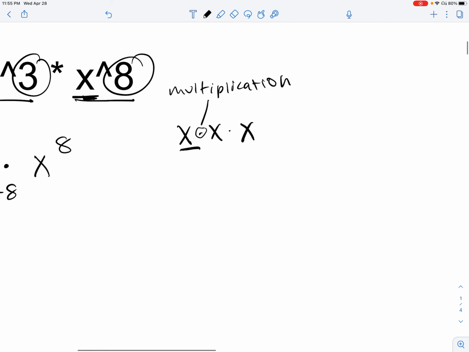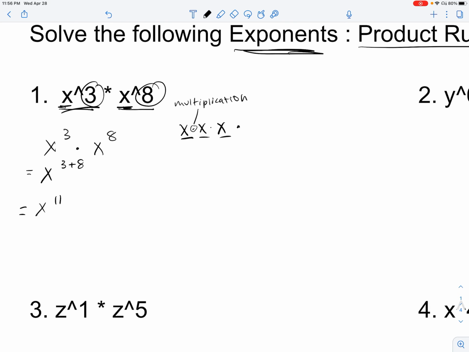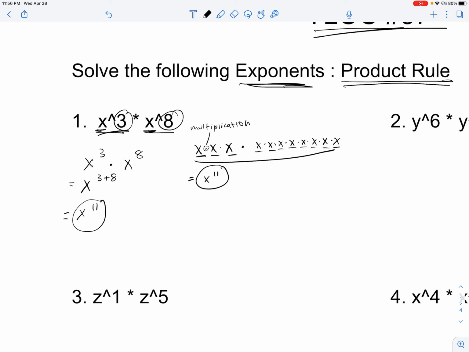Now, you have 3 x's for x cubed, now times x times x times x times x times x times x times x. And now there are 1, 2, 3, 4, 5, 6, 7, 8 x's on here. Now, if we were to multiply all of these together, what would we get? Well, we would get the exact amount, x to the 11th. And that's basically the product rule.